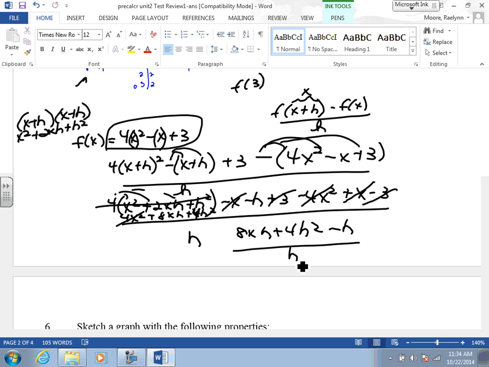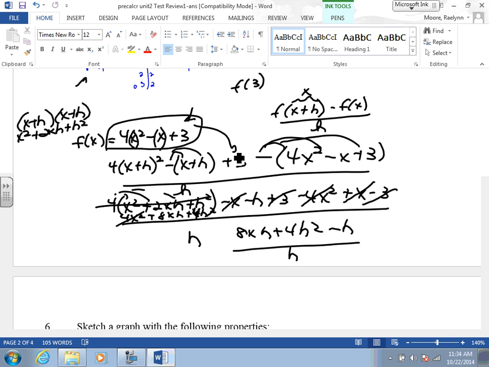Sometimes you forget to bring, my biggest thing is I forget to bring this guy down right here. I substitute in, and that's the one thing I always forget. So at the end, when my numbers don't come out, I knew I made my same mistake. I just forget to bring it down. That's a common one. So now, factor out an h.